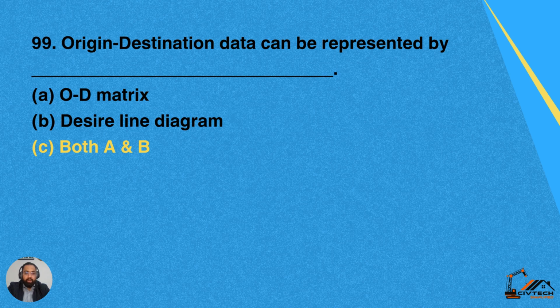Question 99. Origin destination data can be represented by option A, O to D origin to destination matrix. Option B, desire line diagram. Option C, both A and B. So origin to destination data can be represented by OD matrix as well as desire line diagram. So both A and B are the correct answer for this question.